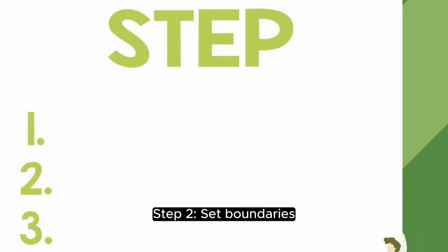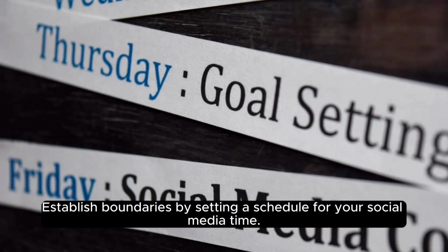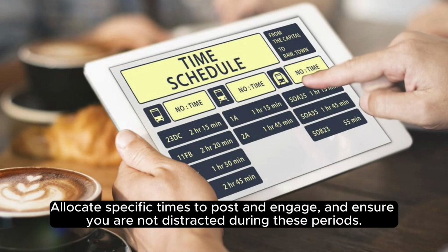Step 2. Set boundaries. Establish boundaries by setting a schedule for your social media time. Allocate specific times to post and engage, and ensure you are not distracted during these periods.